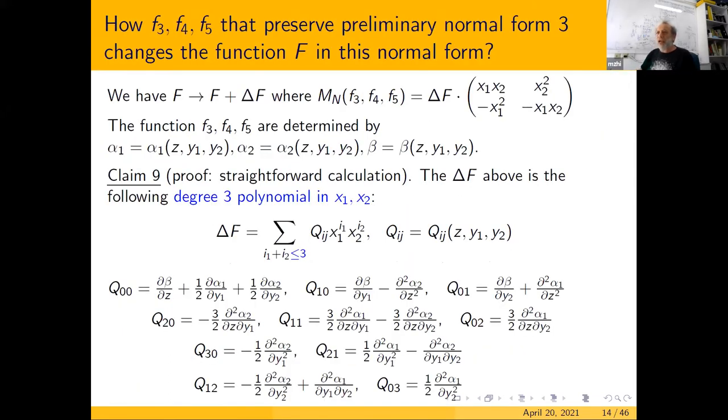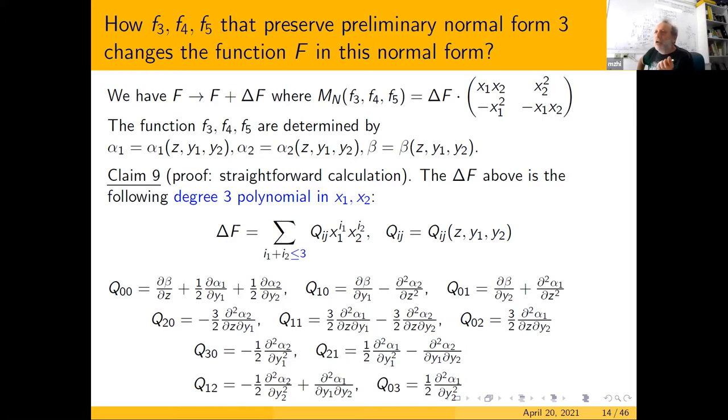And what we can do with this function is to add to it delta F. And here is delta F. Well, this delta F is a polynomial with respect to x1 and x2 of degree not bigger than 3, whose coefficients depend on the other variables z, y1, and y2 in this way. It is a straightforward calculation and nothing hard, it just takes a bit of time, half an hour, maybe an hour, to compute these formulas for delta F.